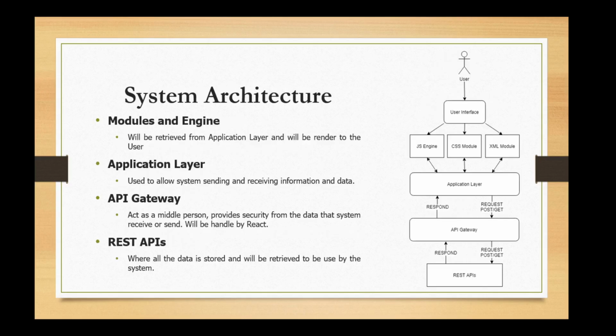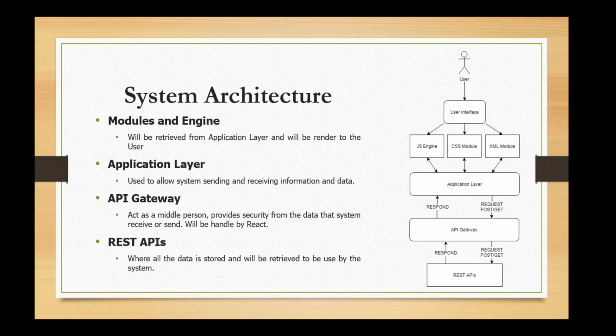So we move on to the system architecture, where on the right side is the diagram for the system architecture. We'll be using the JavaScript engine, CSS module, and XML module, or also HTML module. The modules and engine will be retrieved from the application layer and will be rendered to the user by the user interface.